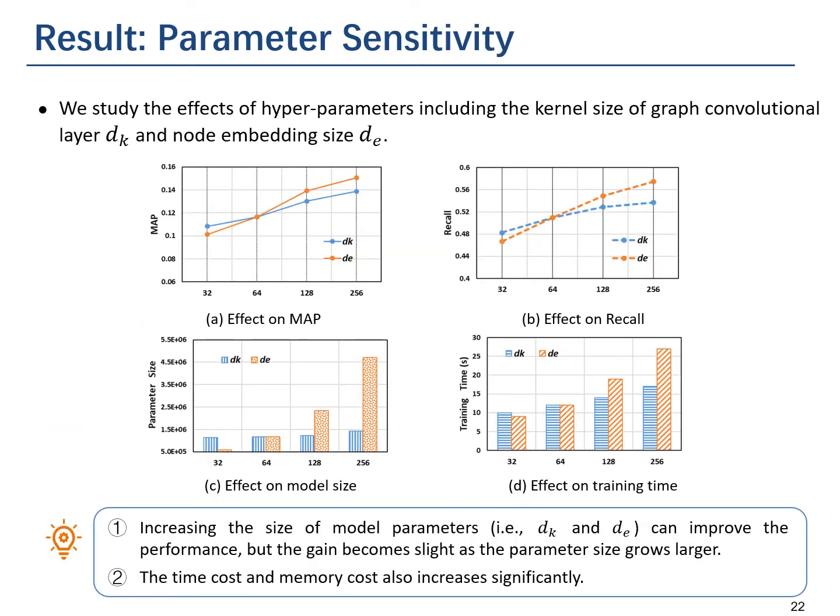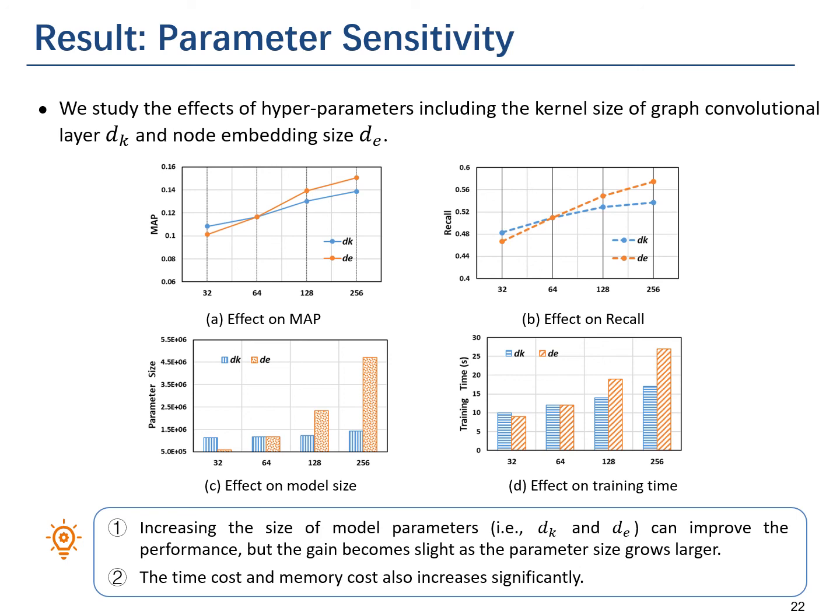In RQ3, we study the effects of hyperparameters, including the kernel size of the graph convolutional layer, DK, and the node embedding size, DE. The experiment results show that MAP and recall increase with the size of model parameters, but the gain becomes slight as the parameter size grows larger. Meanwhile, the time cost and memory cost also increase significantly, especially for the node embedding size DE.